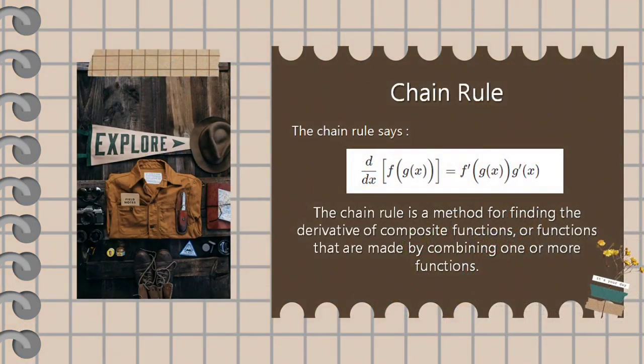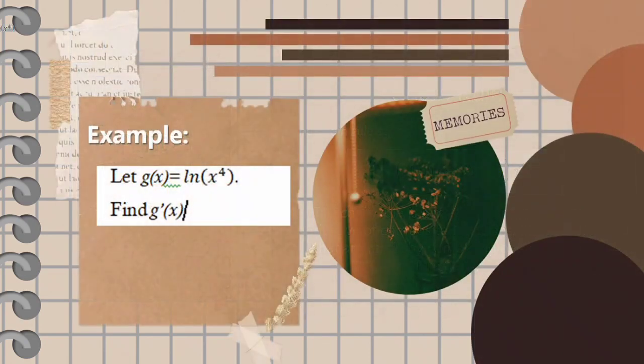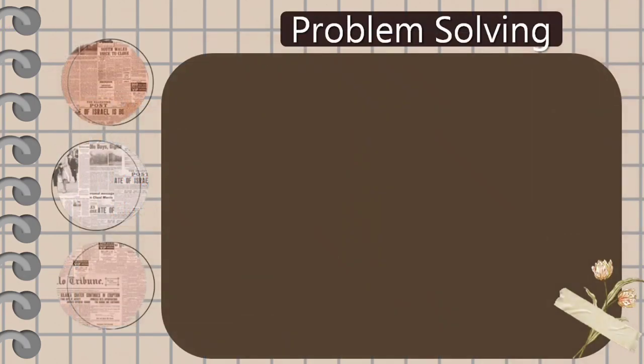The chain rule. The chain rule is a method for finding the derivative of composite functions, which are functions that are made by combining one or more functions. Example, let g of x is equal to ln of x to the power of 4. Find g prime of x.